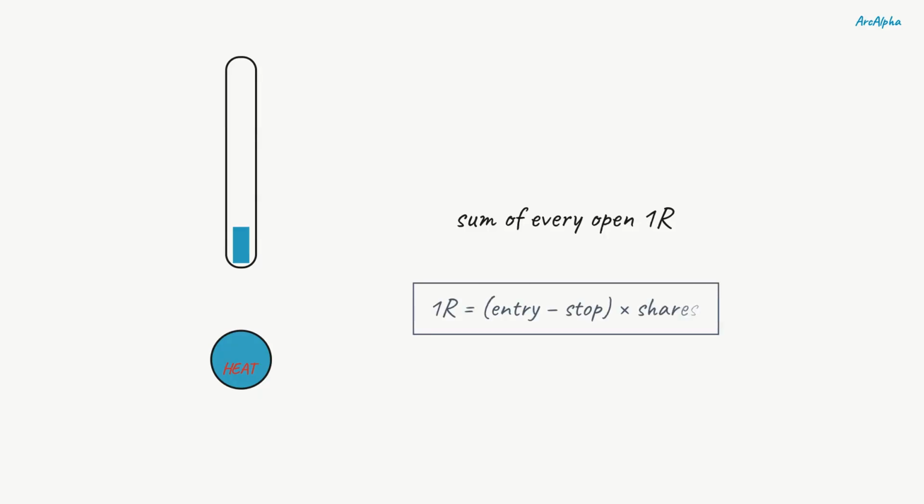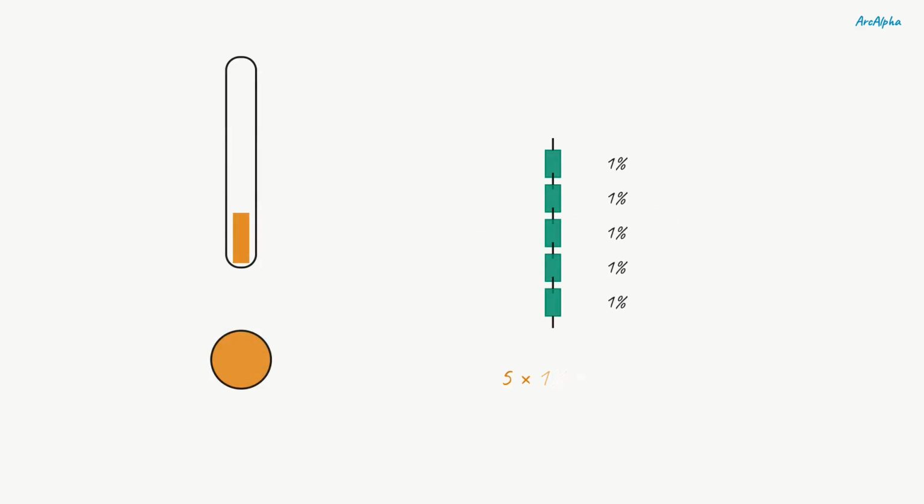The first idea is portfolio heat, one number that tells you how much total risk is open across everything you're holding. Portfolio heat is the sum of the risk on every open position, every 1R you've defined, added together. Recall from last video, 1R is the dollar risk on a single trade, entry minus stop times share count. If you're risking 1% on each of 5 trades, your portfolio heat is 5%. 5 Rs open at the same time.